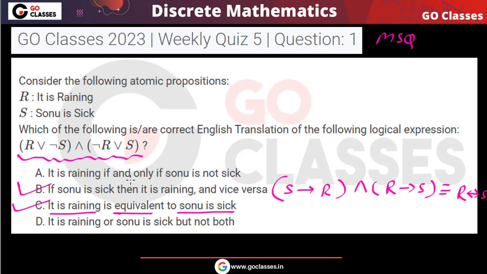Now, what are option A and option D? So option A is saying that it is raining if and only if Sonu is not sick.